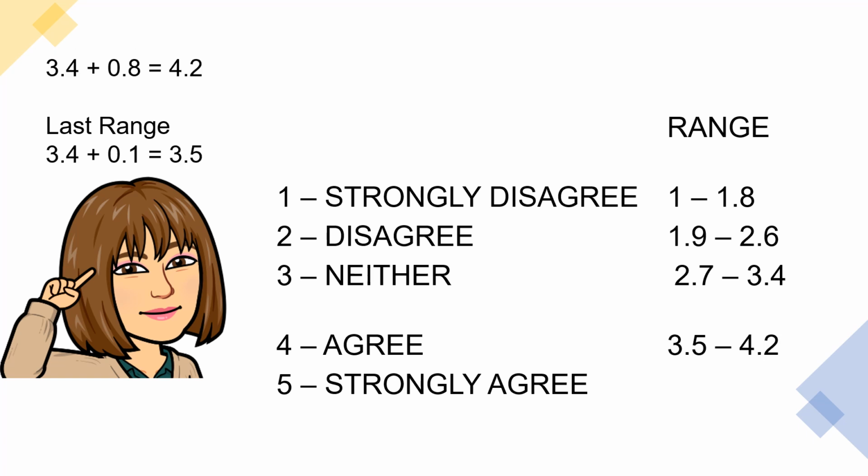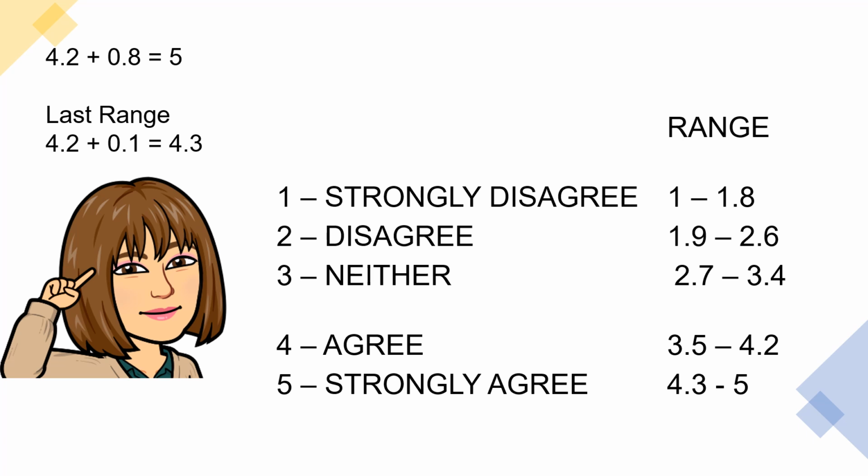Then, continue to add 0.8 to the last range. So, 3.4 plus 0.8 is equal to 4.2. Then, copy again the last range, which is 3.4. Then, add 0.1. That would be 3.5. So, our range for Likert scale 4 is 3.5 to 4.2.